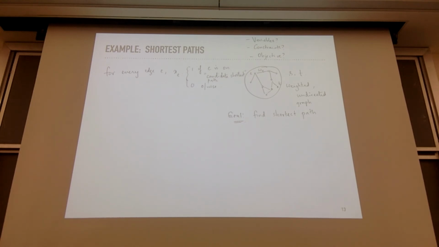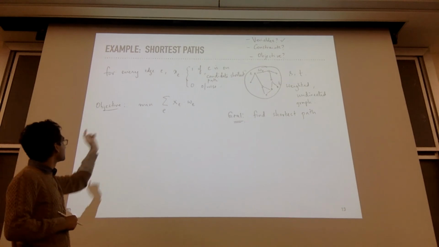Now, one of the motivations for writing these variables is that the objective is now clear. The objective is to minimize the sum over all e of x_e times w_e. This is exactly the idea that you also mentioned. If x_e is 0, it means it's not an edge on your candidate path, so it contributes 0.